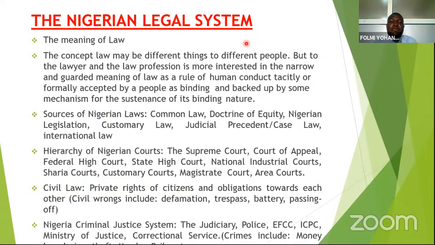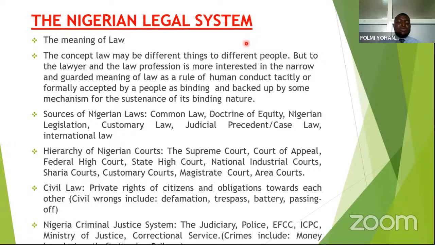You can see from this definition that law is a rule of human conduct tacitly and formally accepted by people. It must be formally accepted by people and has to be binding and backed up by some mechanism. For a law to be effective, it must be binding on the people and it must be accepted too. And there must be mechanisms available to ensure its sustenance.